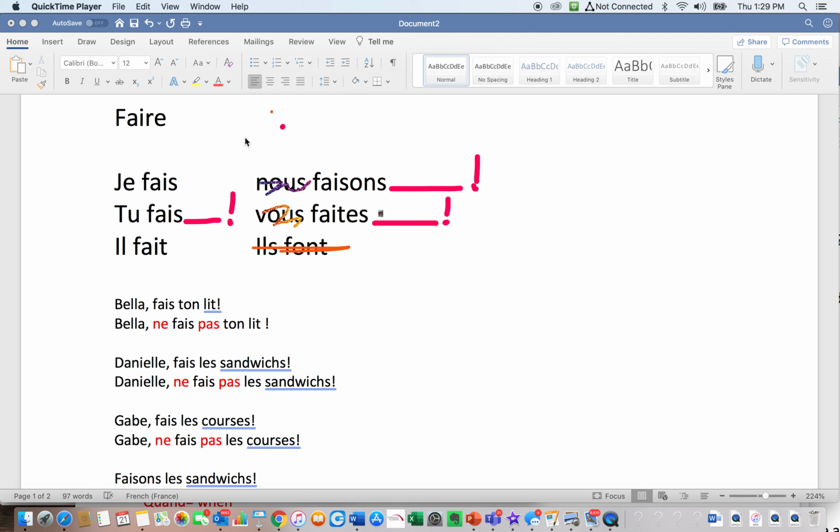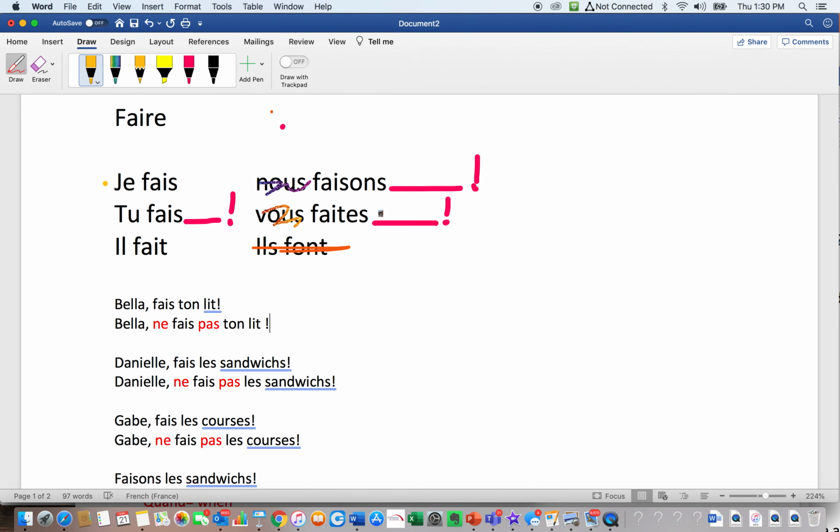Hi everybody. Two classes ago we were learning the imperative, which is the command form, and we looked at the verb faire and how you would form the imperative. We said you would start with the present tense conjugation of faire, and then we discovered that we can't do it with the je form or the il form, we can only do it with the tu form, the nous form, and the vous form.